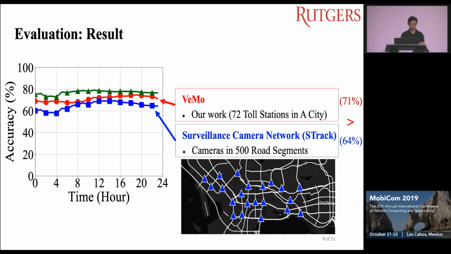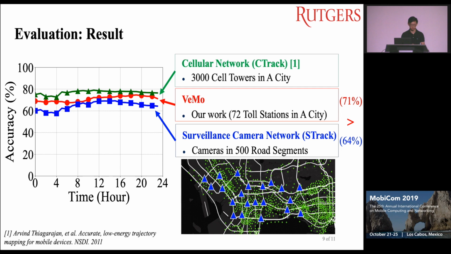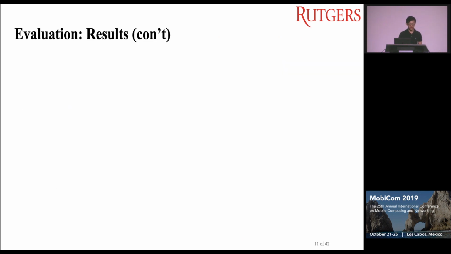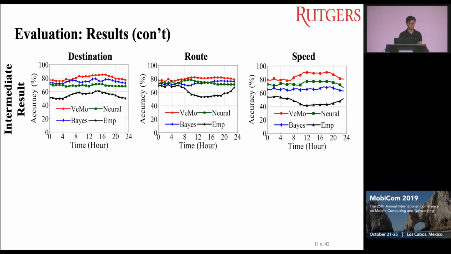Then we introduce another baseline, a cellular network-based system called C-Track. In C-Track, we utilize around 3,000 cellular towers in a city to infer the locations of the vehicles. Actually, we find C-Track has a better performance than us. So we dig into what the reason is. We find that if we cannot predict the route correctly, the performance will decrease. To show that, we narrow down our result to the predictions with correctly predicted routes, and given this condition, we find our system actually has a better performance than C-Track.